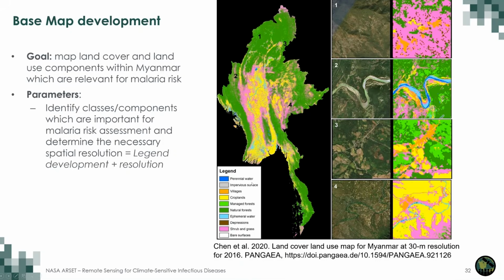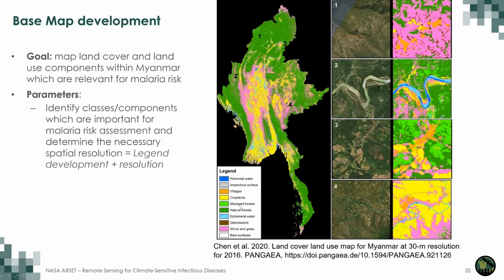We know that the perennial water is important. Impervious surface, which is man-made materials, is going to help us identify areas that are less vulnerable to malaria. Villages, malaria being a rural disease, we really need to know where the rural population is. Croplands, again, the occupational exposure, and in flooded croplands, we will know where the malaria larval pools are.